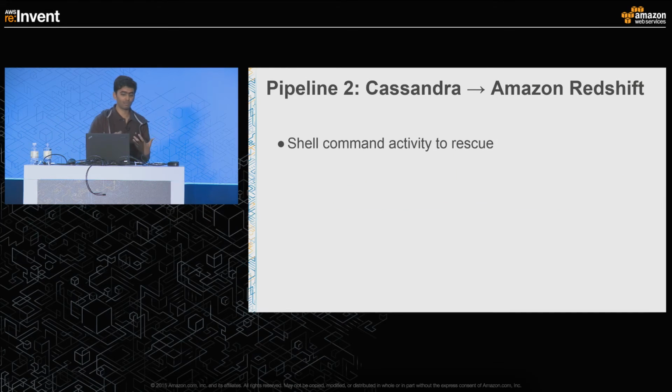So here we'll talk about basically shell command activity. Shell command activity is a data pipeline action which basically lets you run any command or any shell script. We can assume that our EMR cluster has our library installed and the latest version of the jar which specifies the Hadoop job, and then we'll use shell command activity to invoke these.